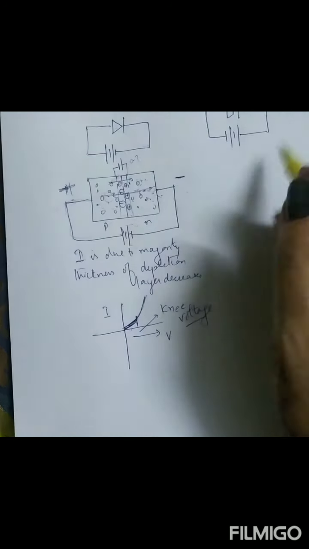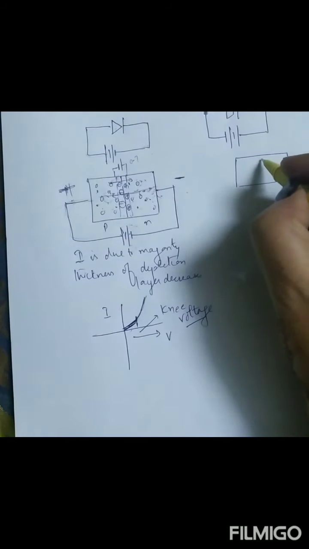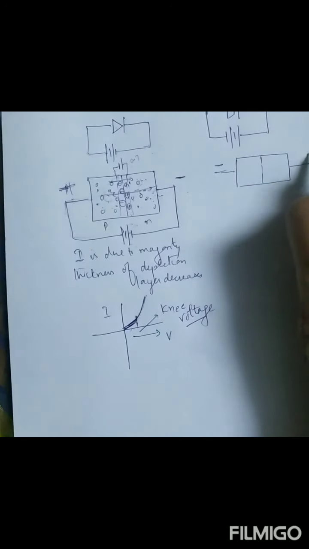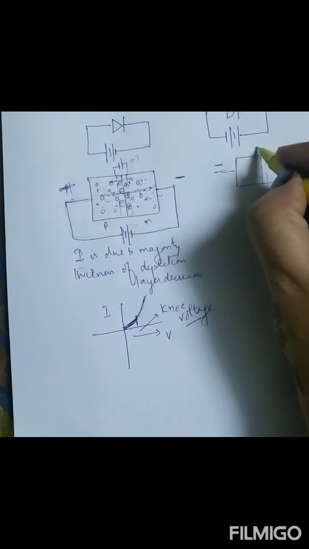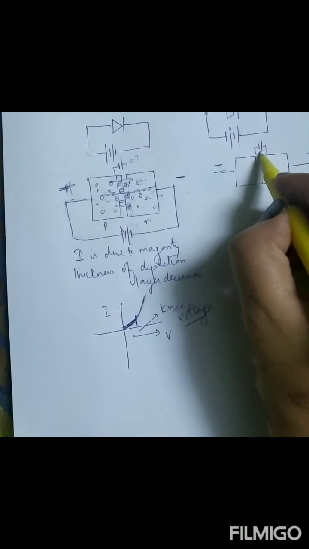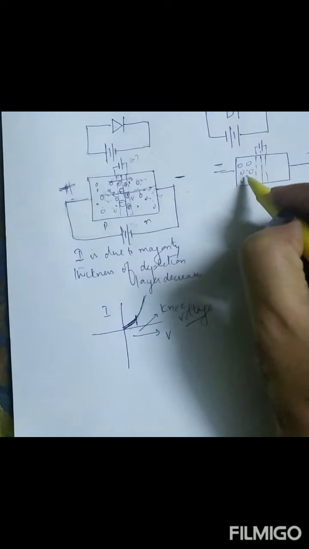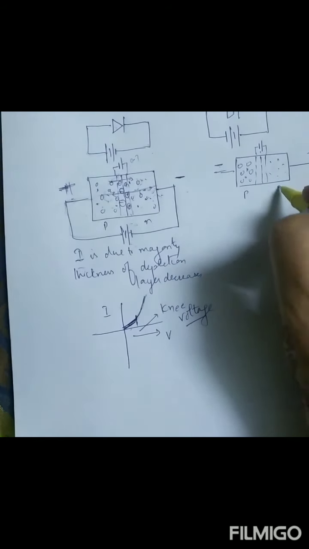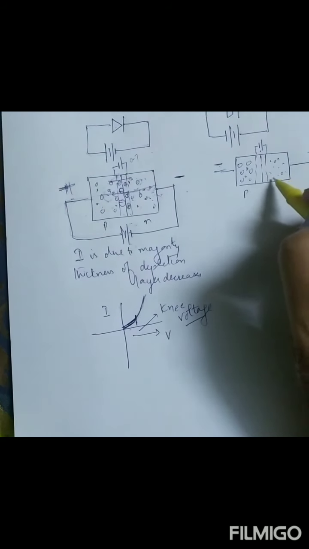Now, how to do reverse characteristics, and what happens in reverse characteristics. In reverse characteristics, negative is connected here and positive is connected here. Now this is the barrier potential, and here also it is negative and positive. Now see, the external battery also favors the potential barrier. On the P side, holes are majority charge carriers and electrons are minority; on the N side, electrons are majority charge carriers and holes are minority.